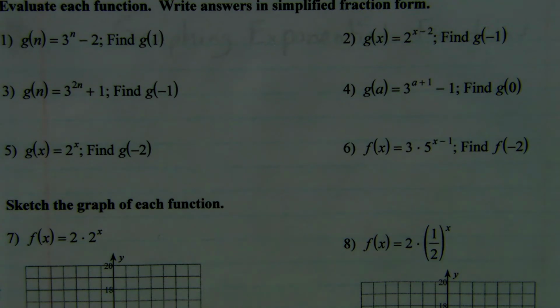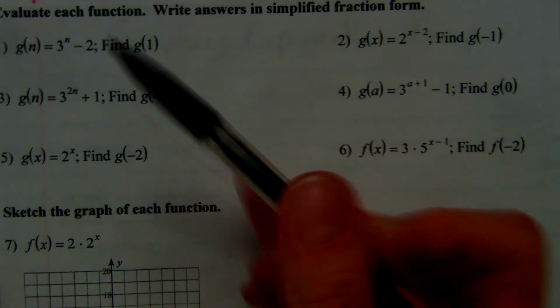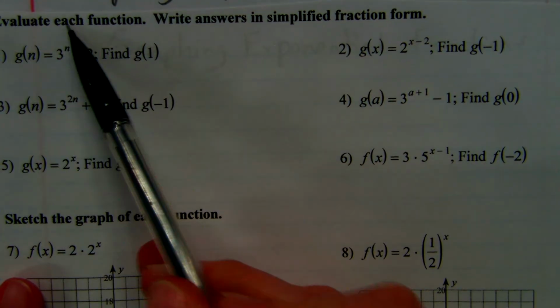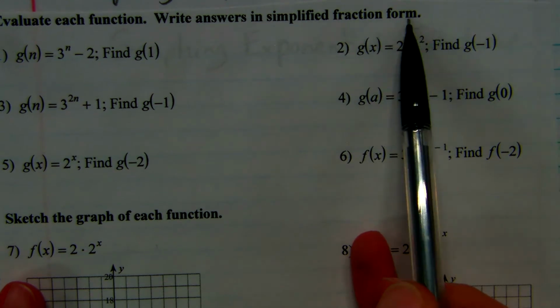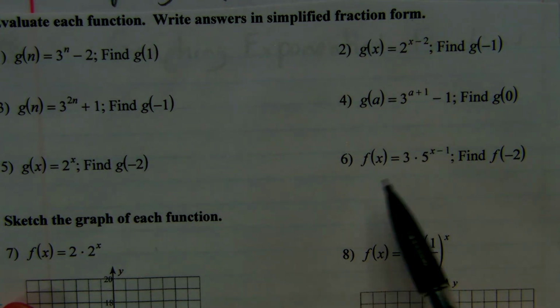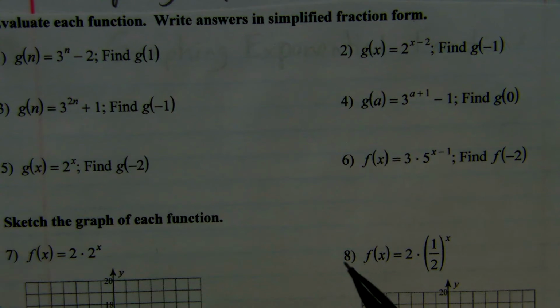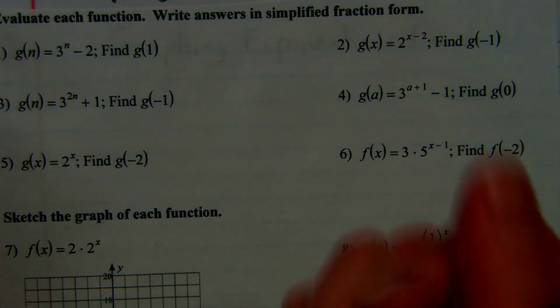All right, so the first part of this is going to be a review because we have to know how to use function notation and our exponent rules before we can do a graph by hand. So it says in our directions, evaluate each function, write answers in simplified fraction form. What that means is for the first part, we're not going to use our calculators too much. We will on the bottom part, but not so much on the top.